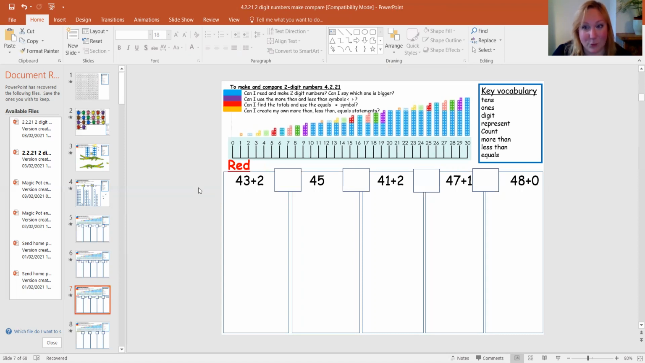Some of these might be equals. 43 plus 2. Can you make that? What does it equal? Work it out here. I'm not going to say anything else about these. Orange level of challenge. I can't wait to see what you come up with.